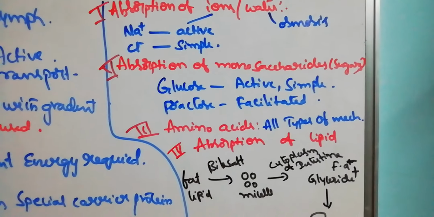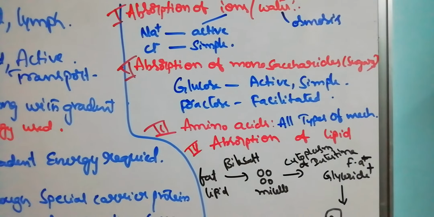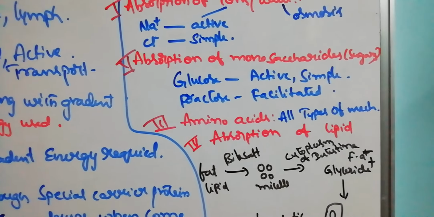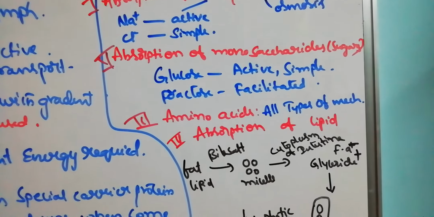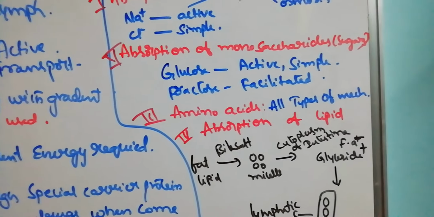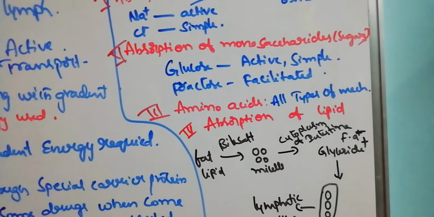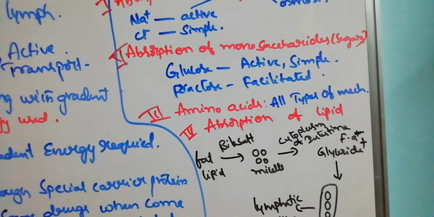Now the absorption of monosaccharides, sugars. Glucose is transported either actively or by simple diffusion depending on the area. And fructose is always facilitated diffusion. FF: fructose is facilitated. Amino acids are absorbed by passive, active, or facilitated transport. All types of mechanisms are followed.